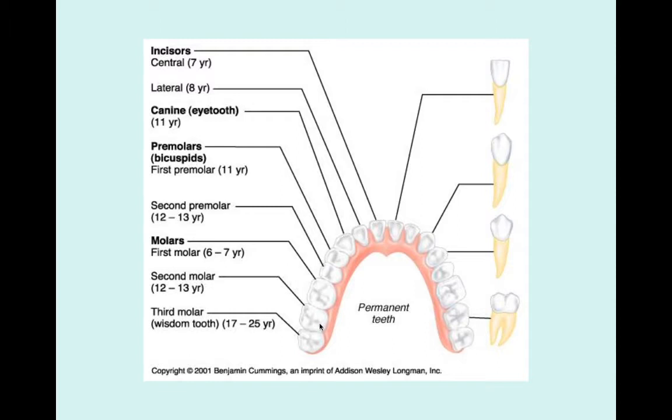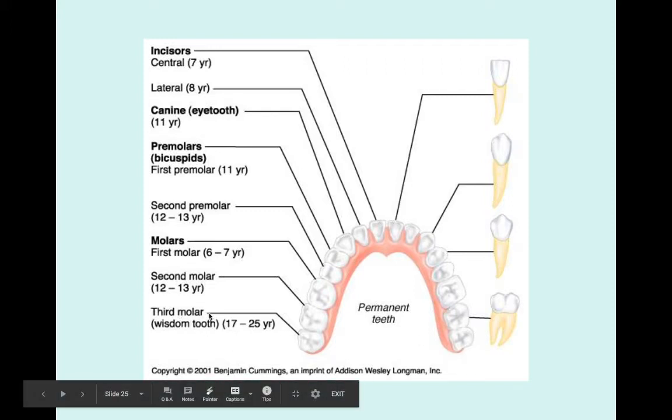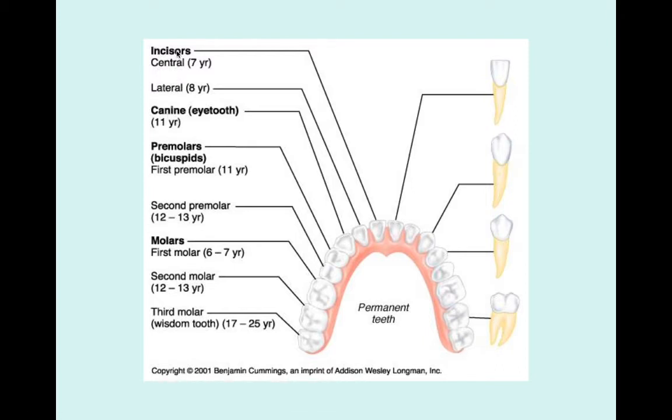Okay, we also have, you guys, 32 teeth as an adult if you still have your wisdom teeth. If you don't have your wisdom teeth, you have 28 teeth as an adult. Again, those wisdom teeth are going to be molars. You actually have, in general, 3 kinds of teeth. You have incisors, canines, and then premolars and molars.